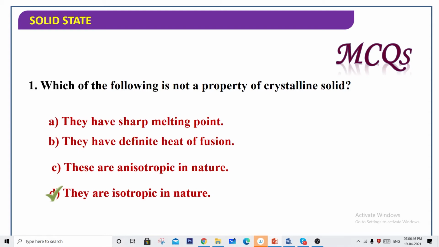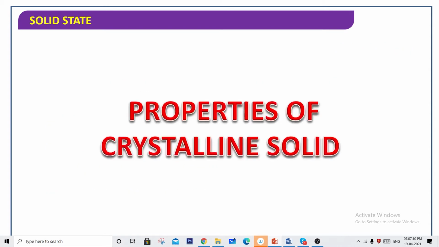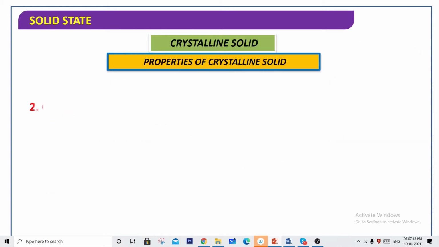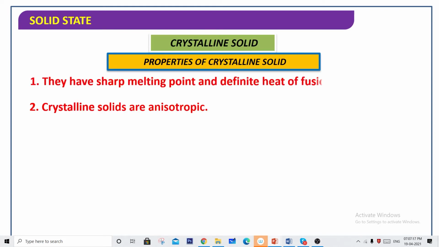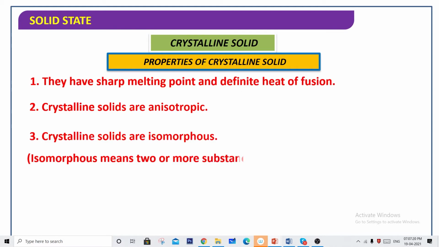B and C both are correct. They can be both isotropic and anisotropic. They are isotropic in nature, that is wrong. Only D. So crystals can't be isotropic. Now another property is their sharp melting point. They are anisotropic. They're isomorphous. Isomorphous means two or more substances have the same crystal structure.